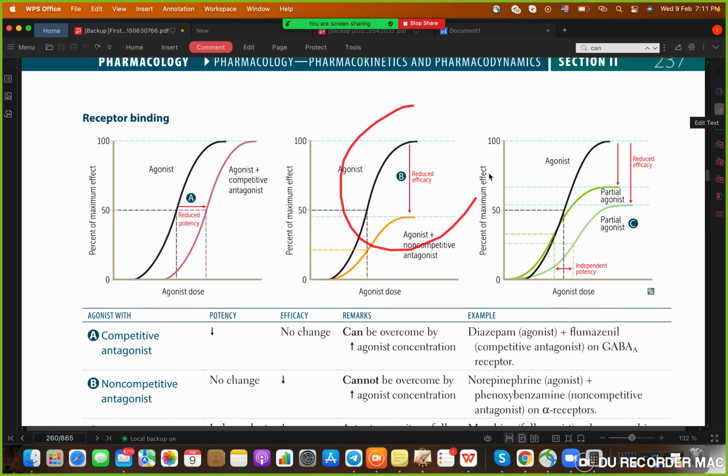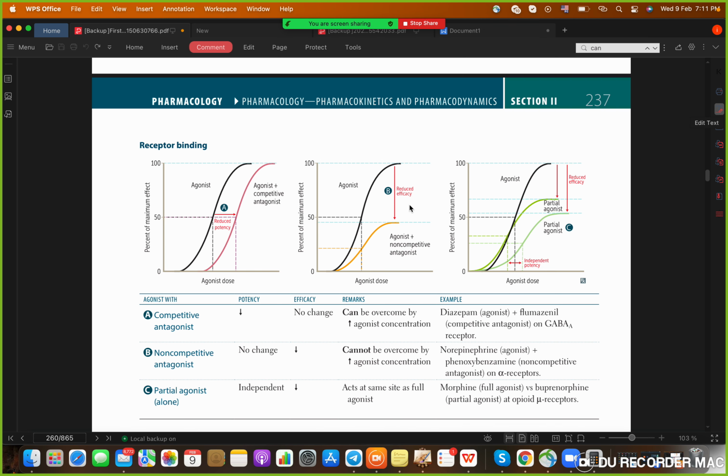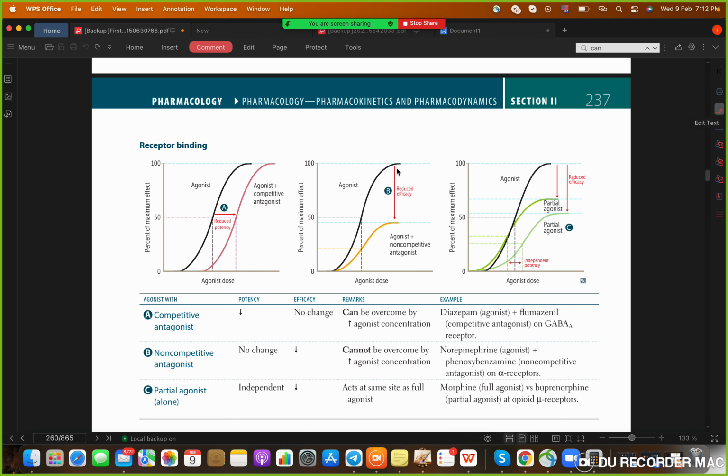Okay, let's take a look at the non-competitive antagonist. A non-competitive antagonist destroys the receptor. So it binds to the receptor and totally destroys it. If I'm destroying the receptor, what is going to happen to the Vmax? Remember, the concentration of the receptor is lower, so the Vmax is going to go down, okay? So the Vmax is going to go down.